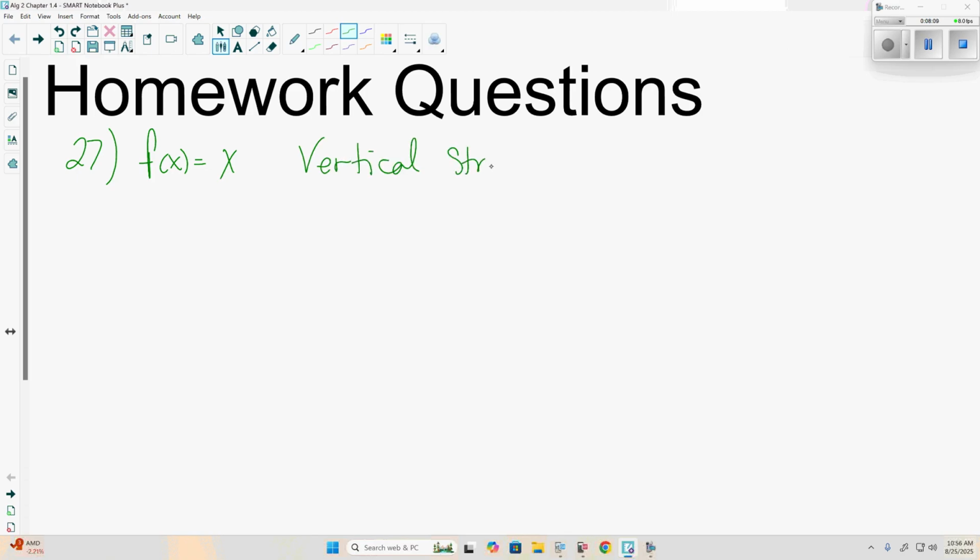We have a vertical stretch of 2, followed by a translation 1 unit up. Vertical stretch by a factor of 2, followed by translation 1 unit up. Okay. So here we're going to start off with our vertical stretch.